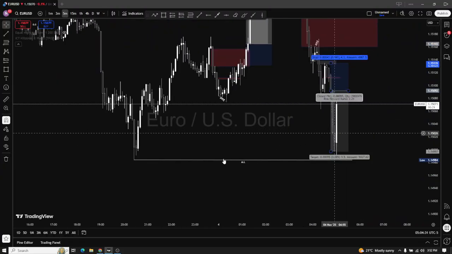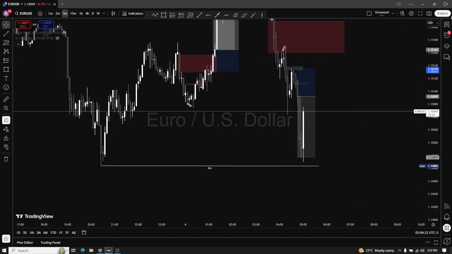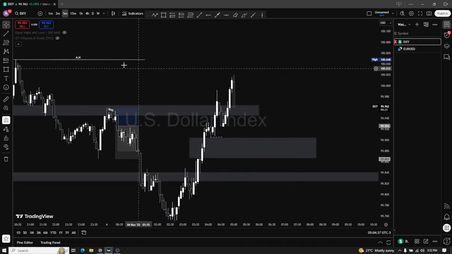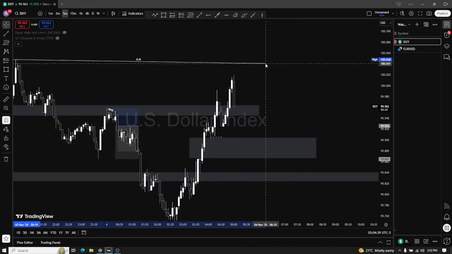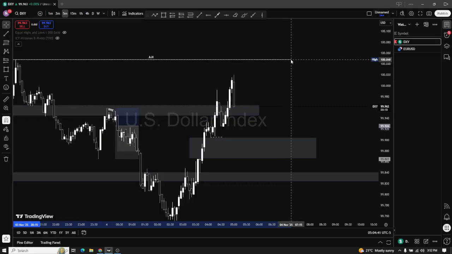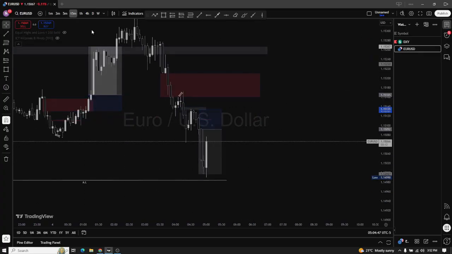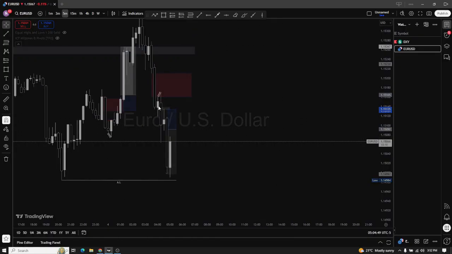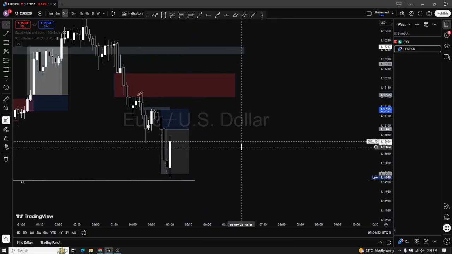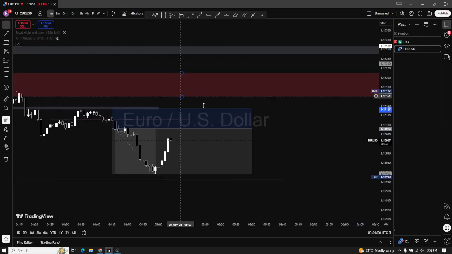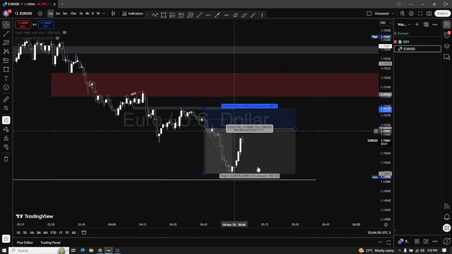But I guess market has already swept this Asian session low on DXY. Let's see it. Asian session high. Okay, market hasn't swept, so we can still look out for some sort of potential buy trade on DXY, which refers to sell trade on Euro USD. Let's see if we can see any kind of SMT divergence. If there is any kind of SMT divergence, then I might enter the trade again. By the way, I missed this trade.